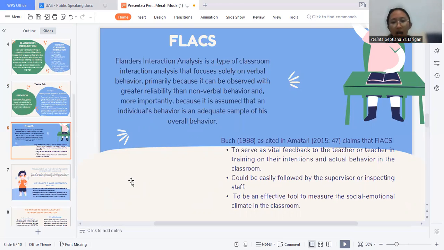And then, what are the advantages of Flanders interaction analysis? According to Bach, as cited in Amatari, Flanders interaction analysis can serve as vital feedback to the teacher or teacher in training on their intention and actual behavior in the classroom. And then it could be easily followed by the supervisor when inspecting the staff. And Flanders interaction analysis can be an effective tool to measure the social emotional climate in the classroom.